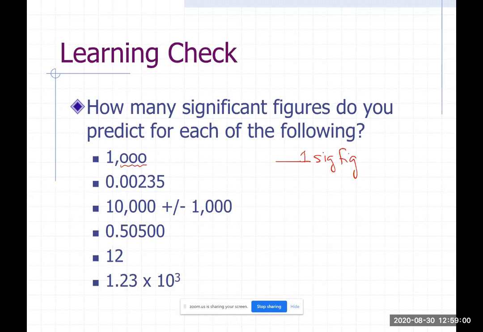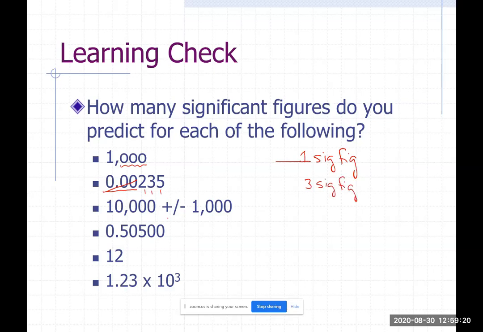0.00235, and according to our zero rules, leading zeros never count as significant. So those are out, and these are all non-zero digits. So that means we have 3 significant figures here.